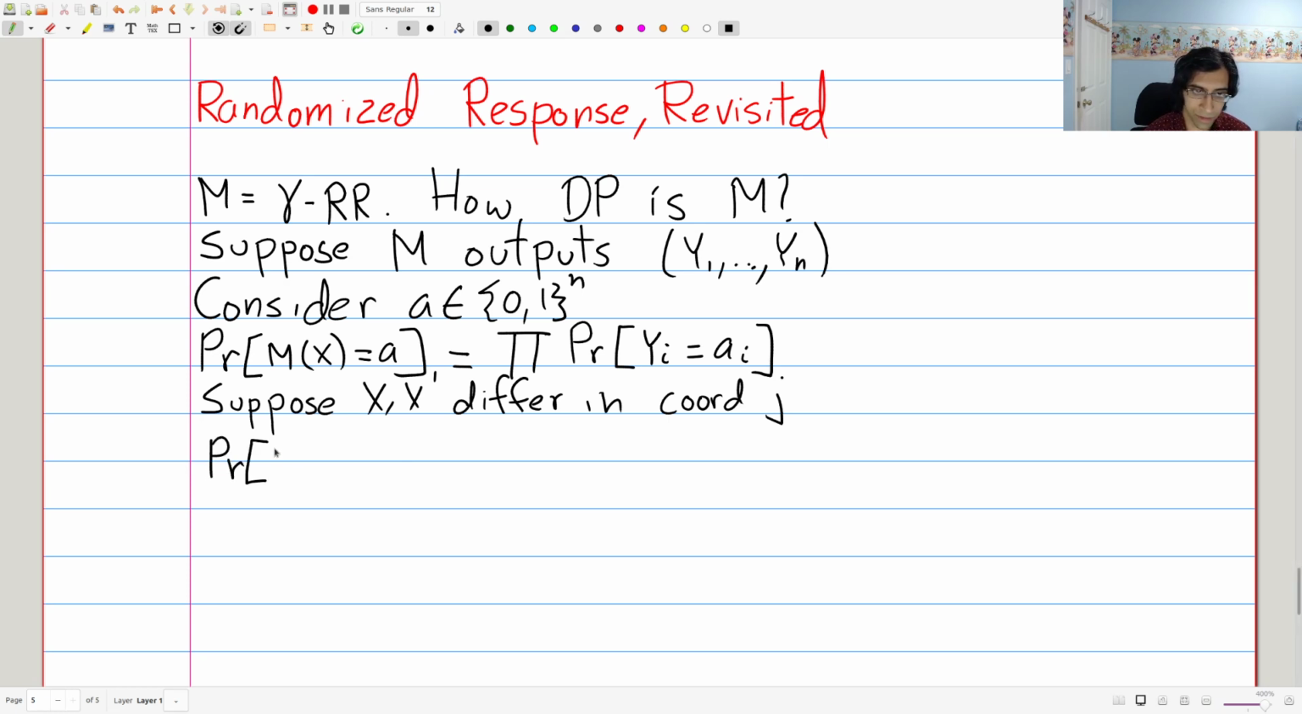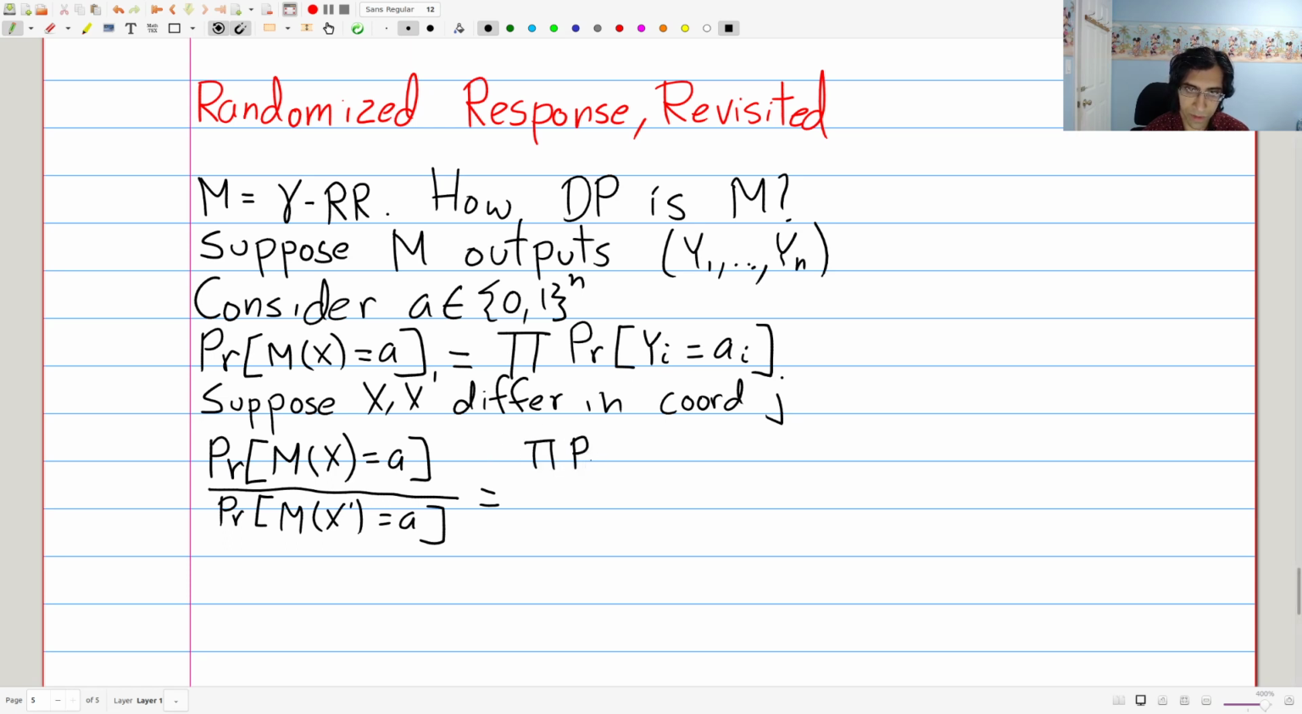Now, recall that differential privacy looks at the ratio of the probabilities. So let's just write it out and see what happens. So what's the probability that m on x equals a divided by the probability that m on x prime equals a? Well, just substituting this in, we'll see the ratio here. So this is just going to be the probability that y_i equals a_i, as we had before, divided by essentially the same thing, except with y prime i here.